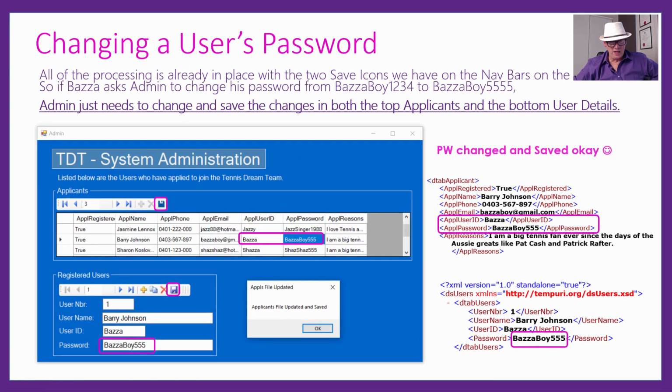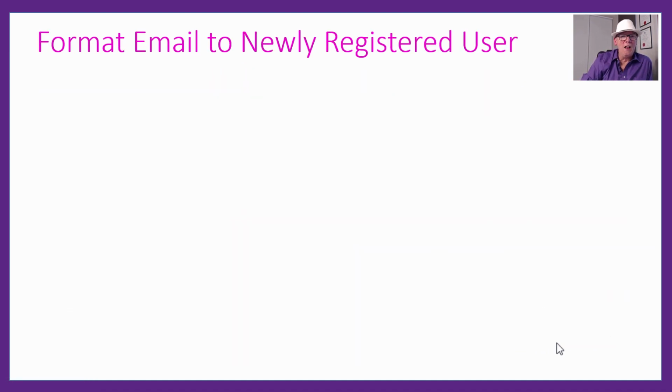When you check out the external applicants file, that XML file, Bazza is now BazzaBoy555. When you check, more importantly, the user details file, which is going to determine whether he can log into the system or not, his password there is changed as well to BazzaBoy555. So we can do a password change. We've got our system fixed up for that as well.